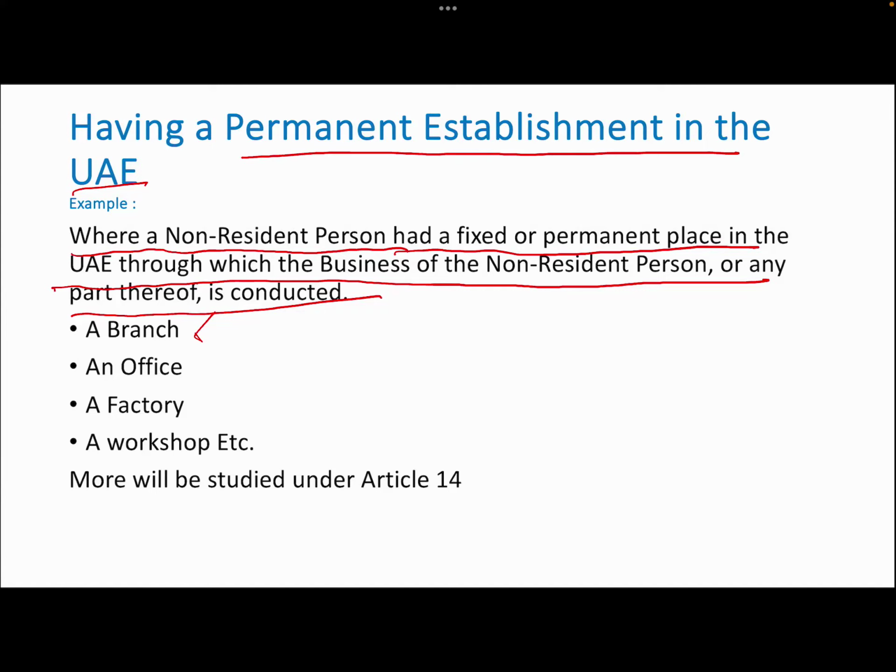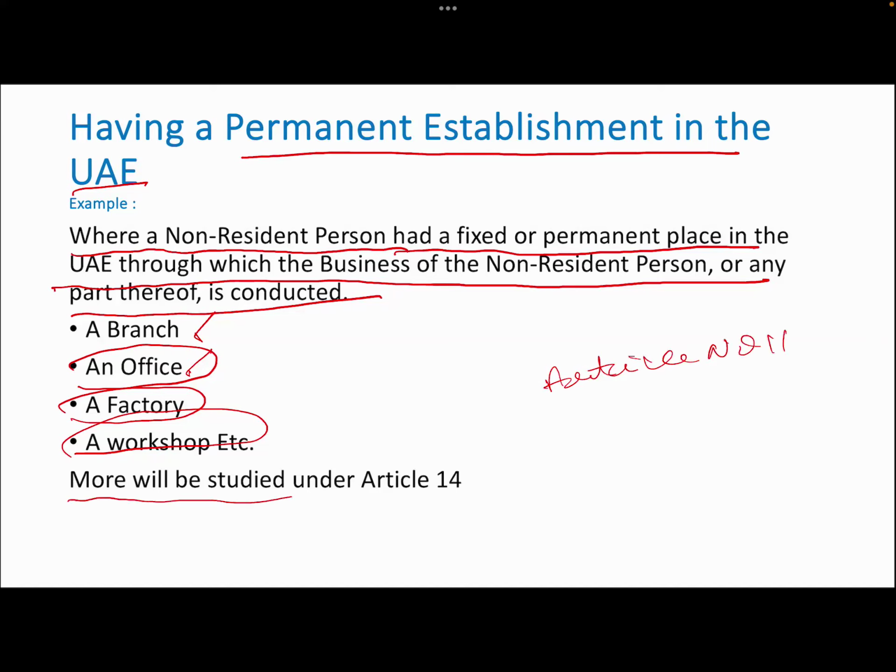Even so, that means these branches must register for corporate tax in the UAE. An office, no, it's not necessary. It can have, in the sense, a back-end office. It can also have a factory, a workshop, etc. Now, currently we are studying article number 11. All of these we will be studying in more detail under article 14. Okay, now let's go to the next slide.